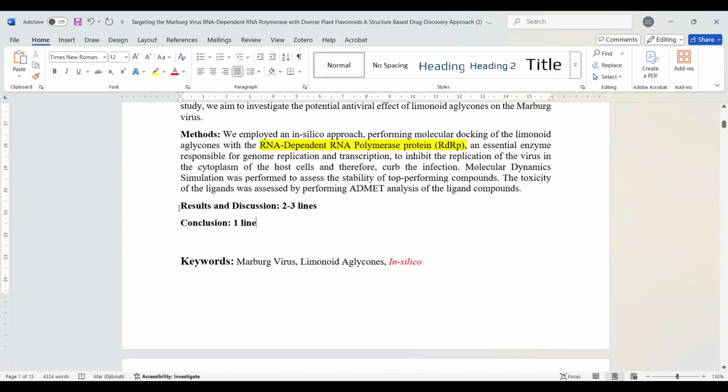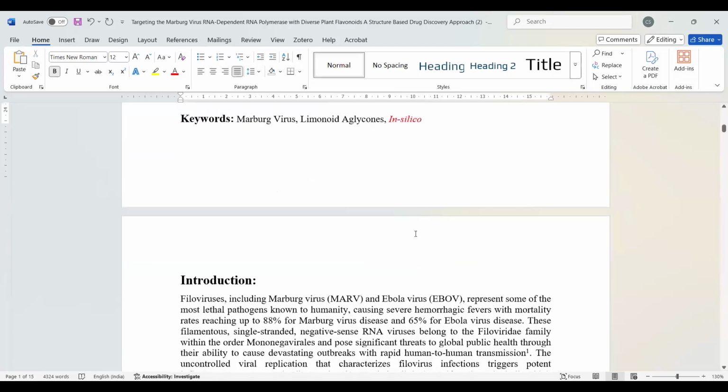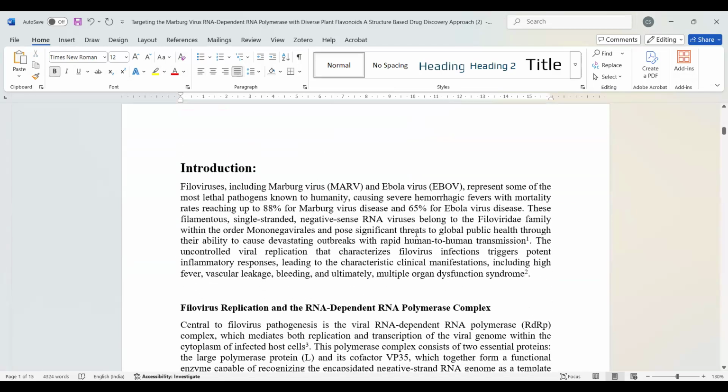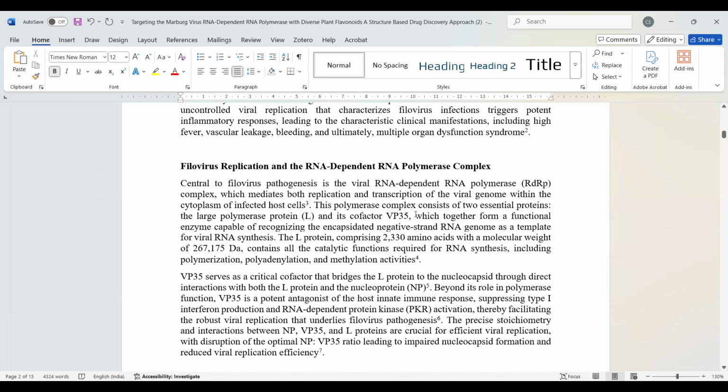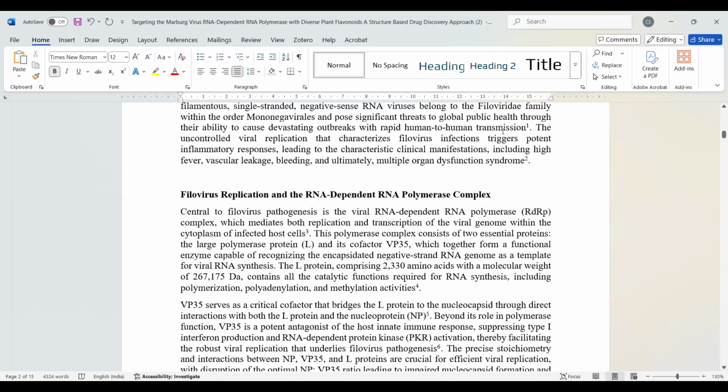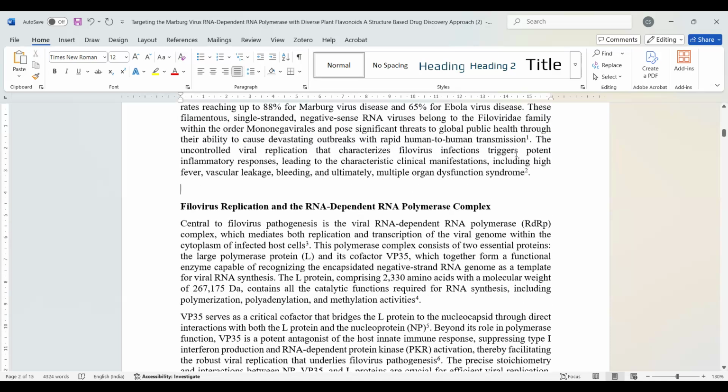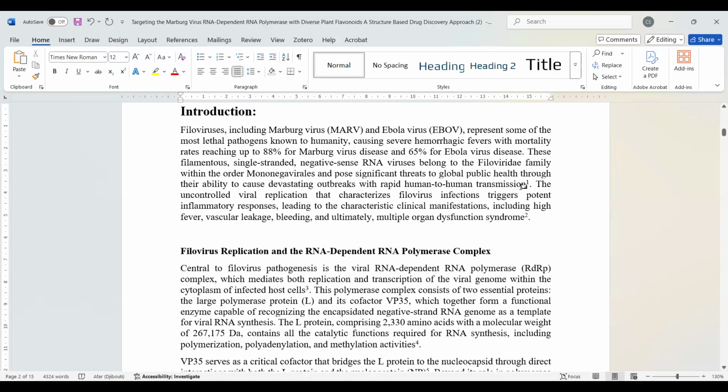And this you can see, right? This you have to include. Then including Marburg virus, Ebola virus. So where are the references? At the end, sir. We have added the numbers here, but we have written them at the end.